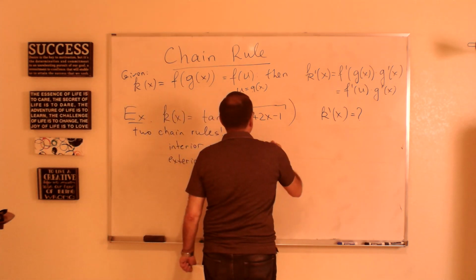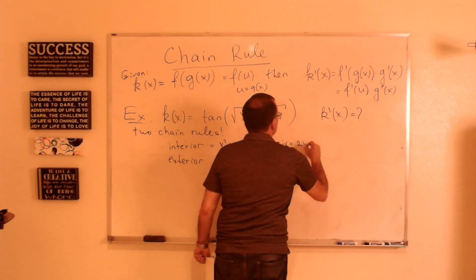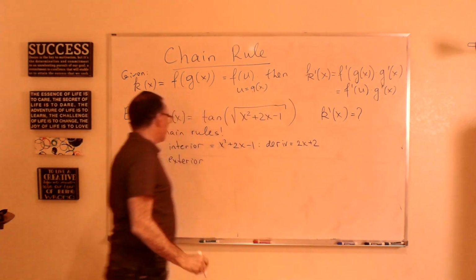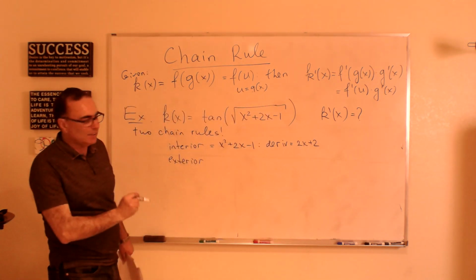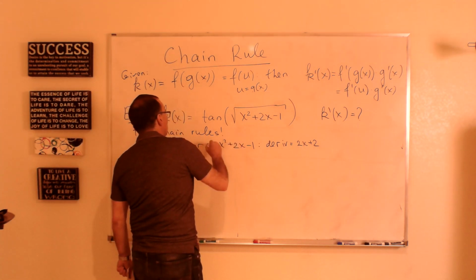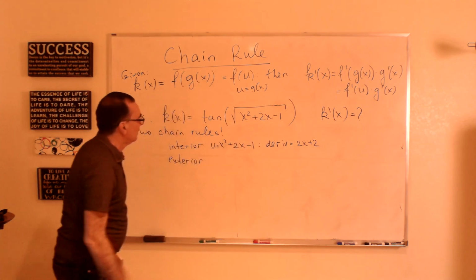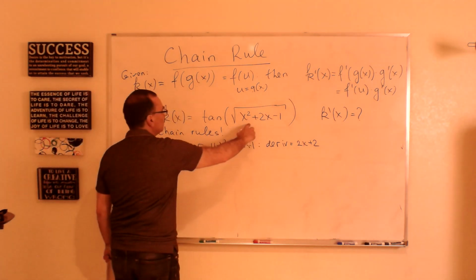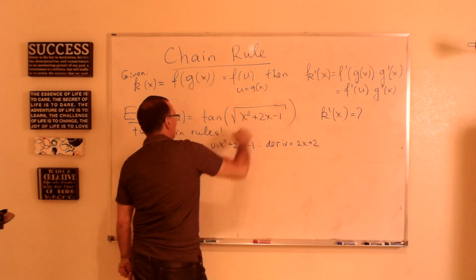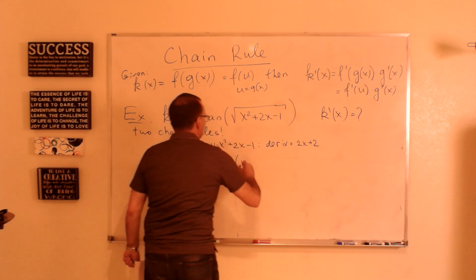And of course, the derivative of that will be just 2x plus 2. Now, what is the exterior? To properly figure out the exterior part, we need to call this u, and then we need to plug in this u into the formula. And when we do so, it only gets inside the square root. So we'll end up with tangent of square root of u.